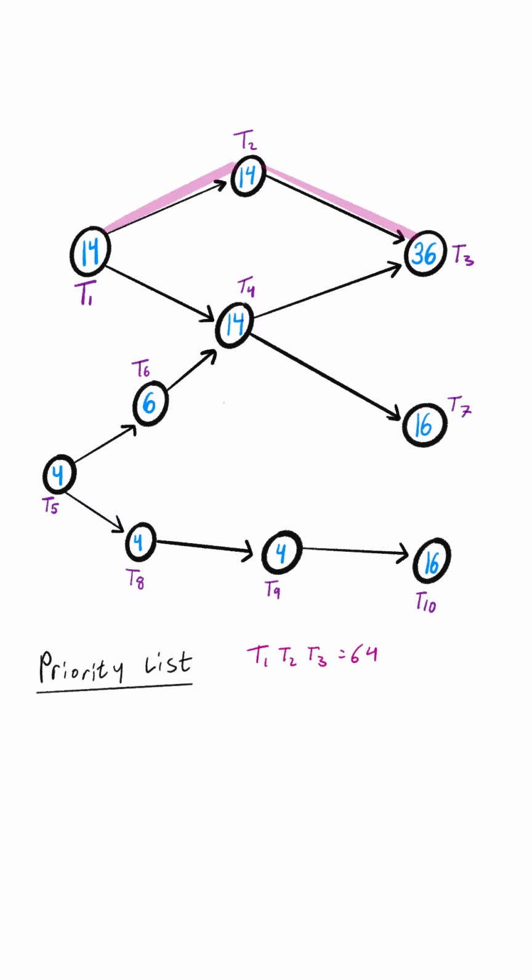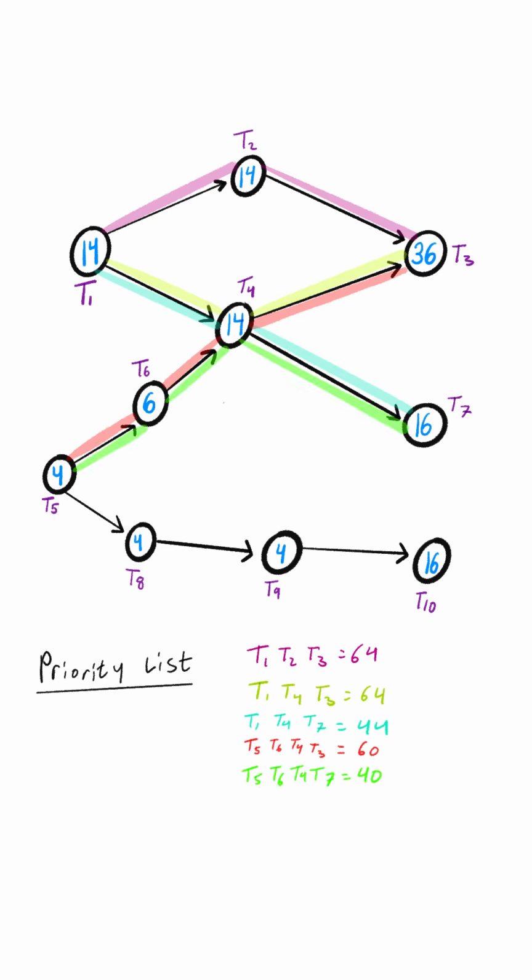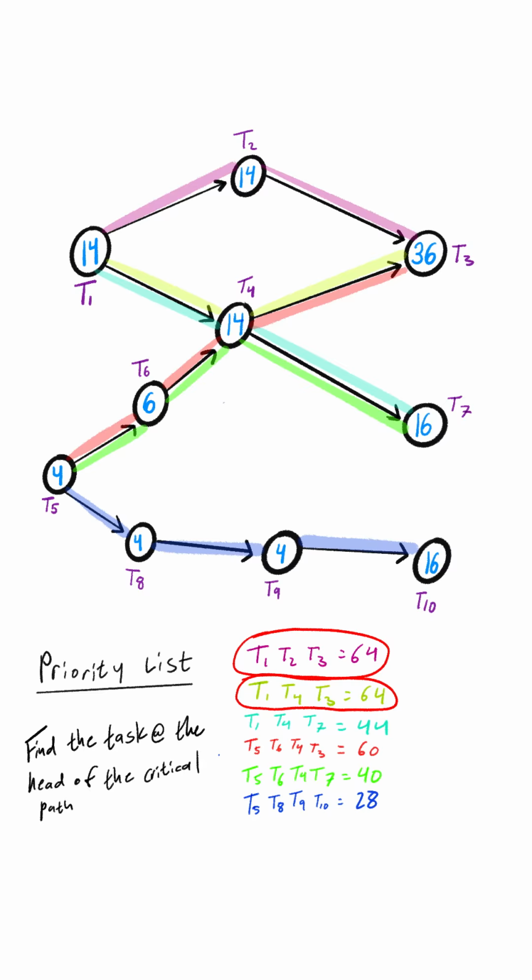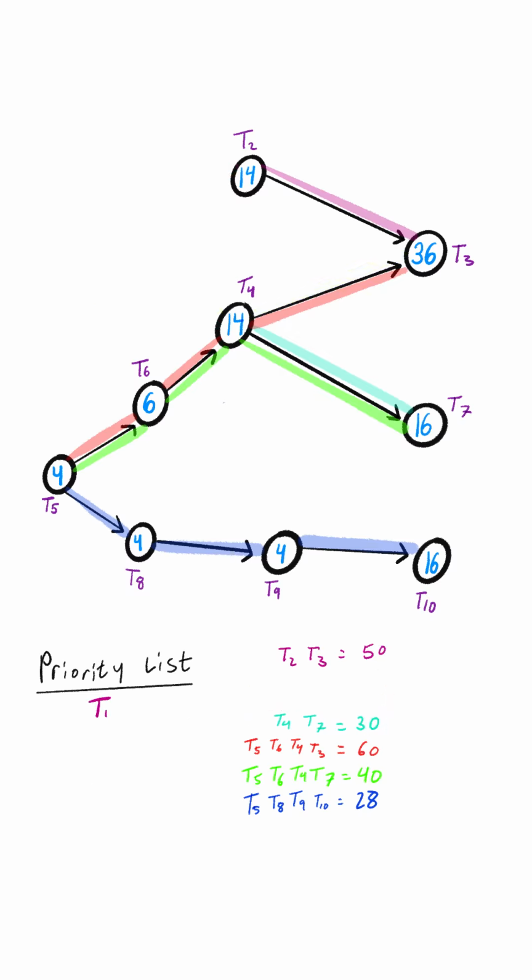Here's how it works. There are 4 paths from start to finish. 2 of them, T1, T2, T3, and T1, T4, T3, have the longest length, 64. According to critical path scheduling, we find the task at the head of the critical path and place it next on our priority list. Our list is empty at first, so T1 goes first. Then we remove T1 from the digraph and reevaluate the critical path. Now, the new critical path is T5, T6, T4, T3, with length 60. So T5 is placed second on the list.